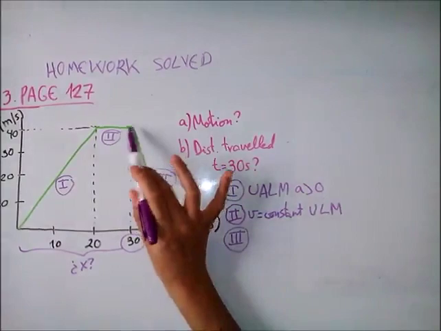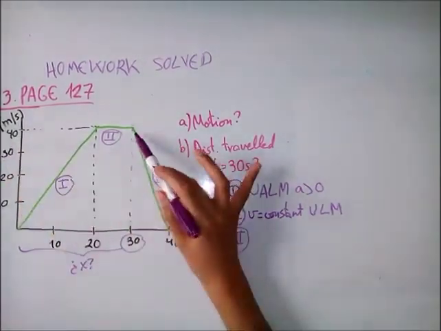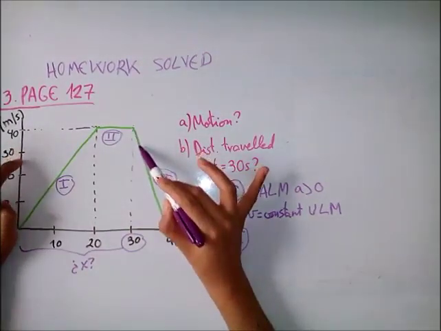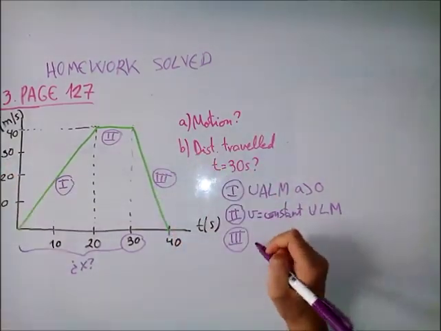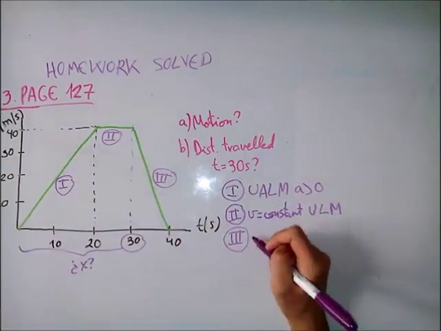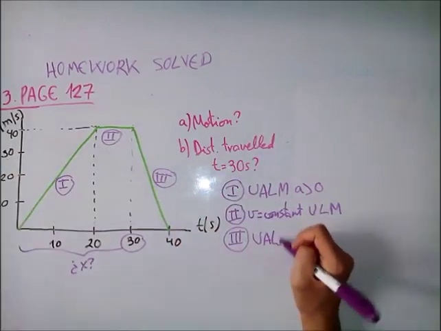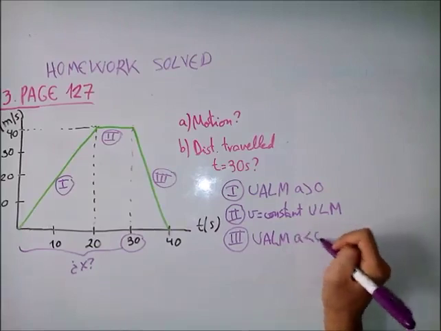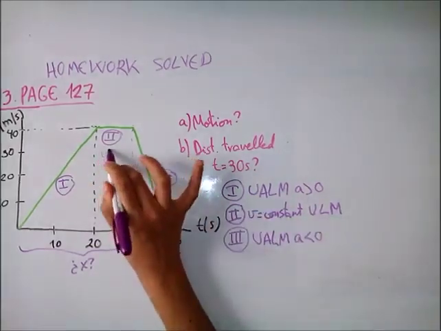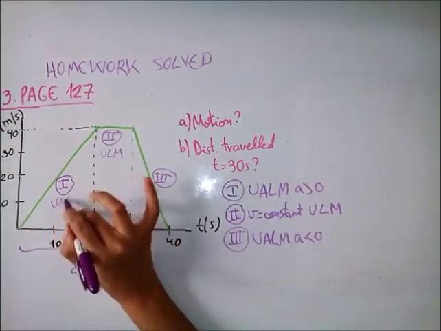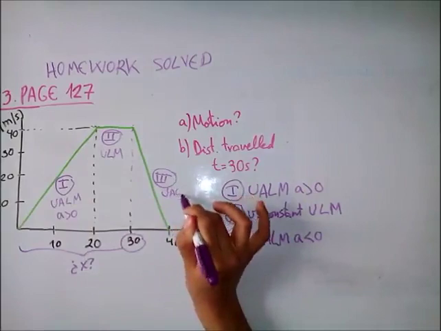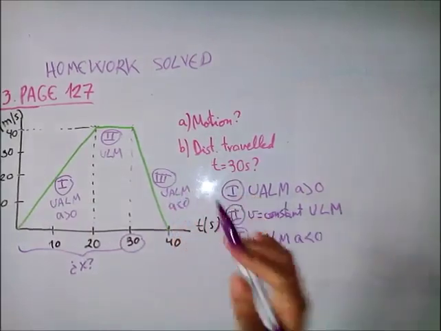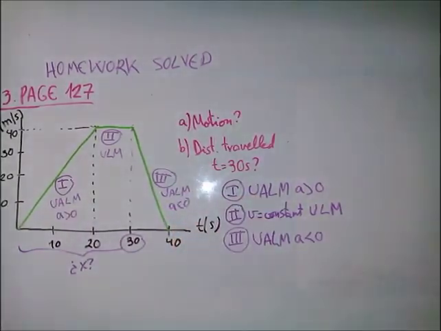Then let's go to part 3. So in part 3 we start with an initial velocity of 40 meters per second, and then we go lower and lower, so 30, 20, 10, 0, okay? So this means velocity is not constant. This is a uniformly accelerated linear motion, and acceleration is smaller than 0, okay? Let's write it in here. Uniform linear motion, uniformly accelerated linear motion. Acceleration bigger than 0. Uniformly accelerated linear motion, acceleration smaller than 0. Okay? I hope you could understand it clearly, guys.